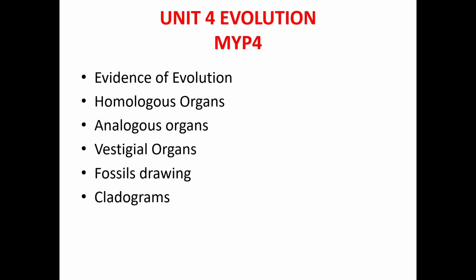Today in our class we are going to learn about Unit 4 Evolution, MYP4. In this session we will learn about evidence of evolution, homologous organs, analogous organs, vestigial organs, fossil drawing and cladograms. We have already discussed the topic of evolution in our previous class. We saw and learned what evolution is and what the cause of evolution is. So in today's class, we will basically deal with evidences of evolution.